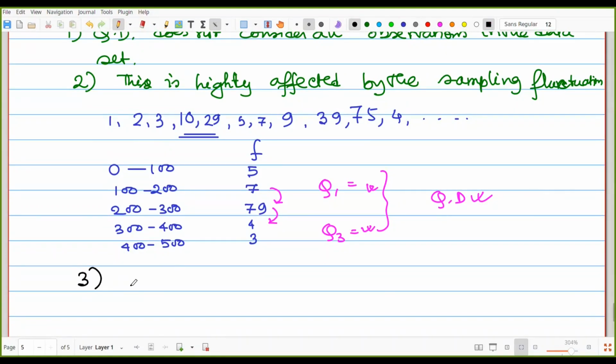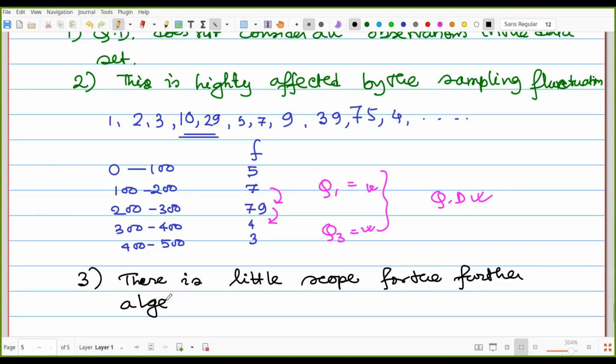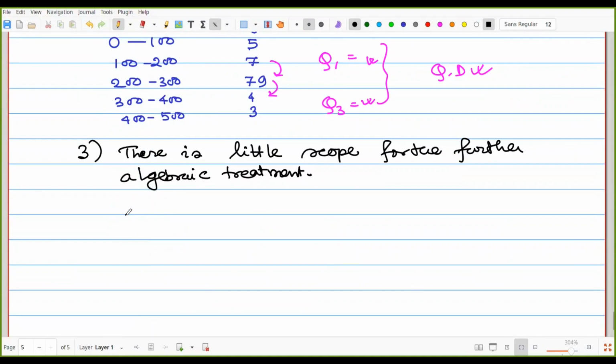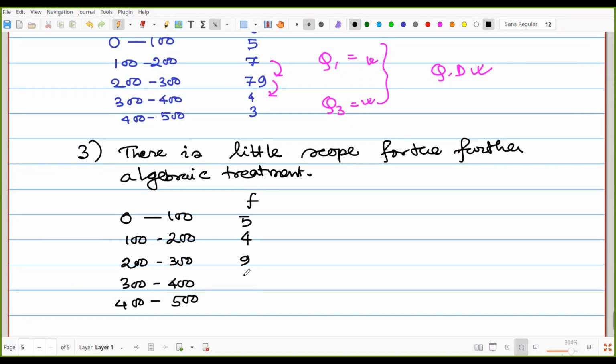And another one, there is little scope for further algebraic treatment. What is the meaning of that? Now, suppose we have another data 0 to 100, 100 to 200, 200 to 300, 300 to 400, 400 to 500, and the frequencies are given, not big fluctuations. Suppose 5, 4, 9, 7, 5. So we have found quartile 1, we have found quartile 3, so we have found the quartile deviation. All are okay.